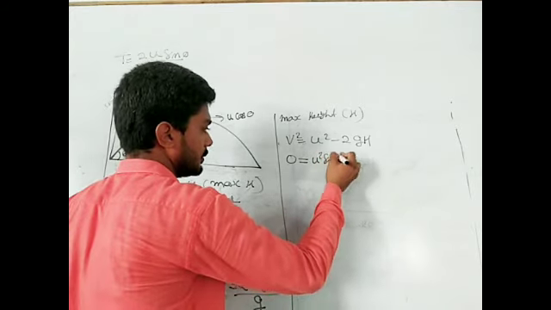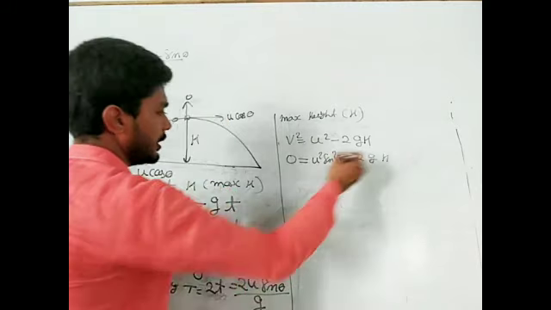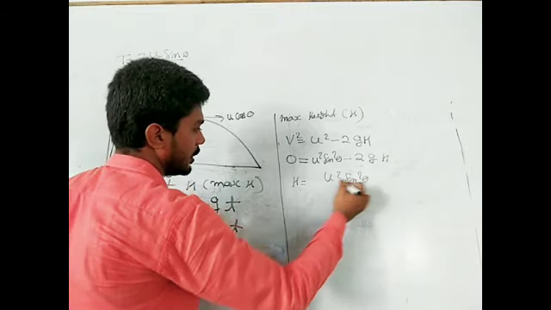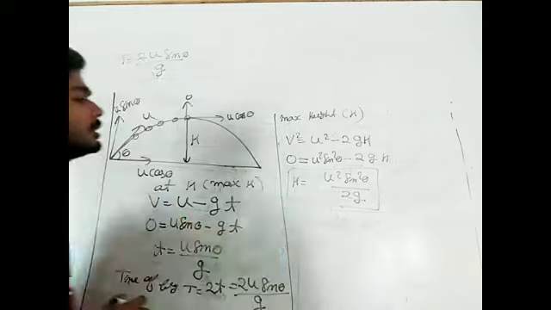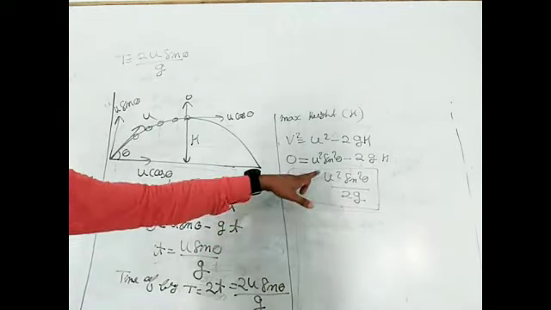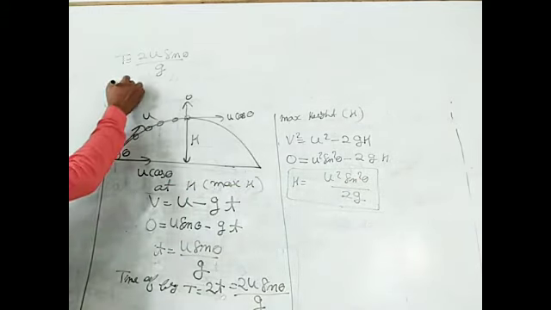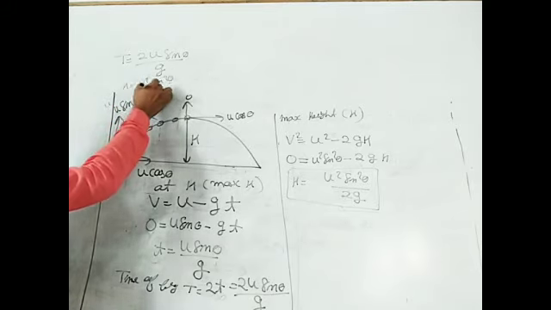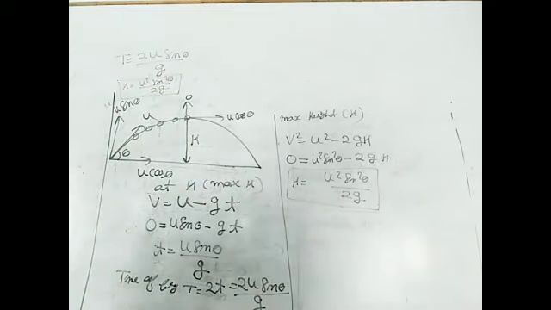This is u square sin square theta minus 2gs. Calculate the value of s. s is equal to u square sin square theta by 2g. This is the formula for maximum height. Then the maximum height is equal to u square sin square theta by 2g.